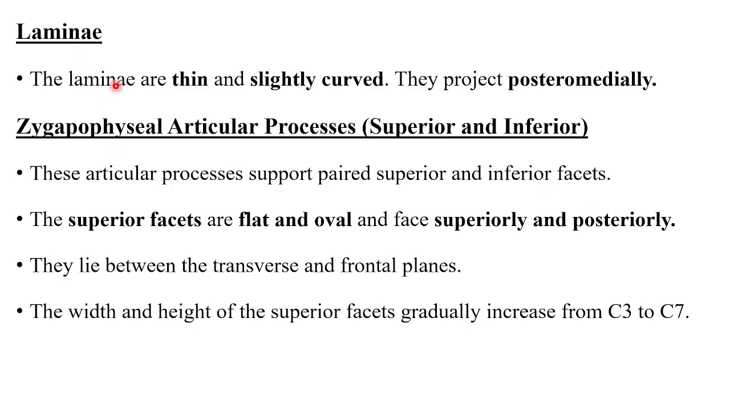And the lamina are thin and slightly curved. They project posteromedially. Coming to the facets, the articular process of the zygapophyseal joint, superior and inferior, supports paired superior and inferior facets. The superior facets are flat and oval and face superiorly and posteriorly. They lie between the transverse and frontal planes. The width and height of the superior facets gradually increase from C3 to C7.